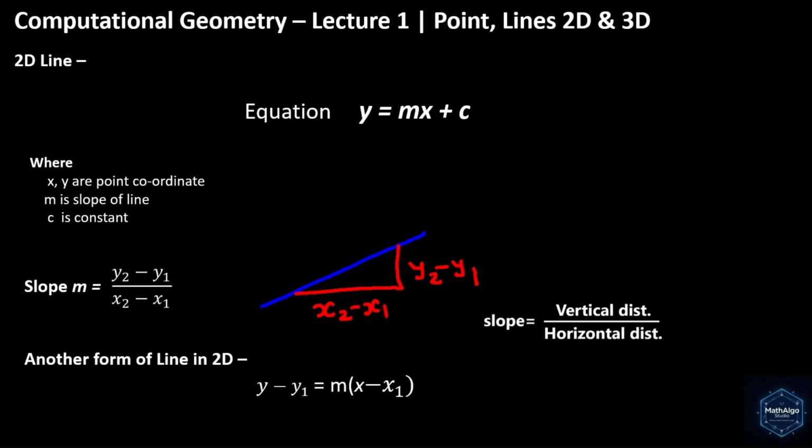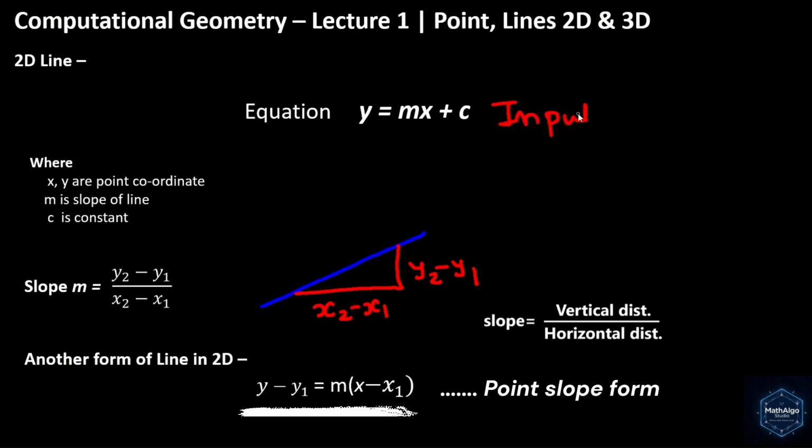There is another very important form of the line equation in 2D called the point-slope form. It is written as y - y1 = m(x - x1). This form is especially useful when we know 1 point on the line and the slope of the line. To conclude this, the input required to create a 2D line is 2 points' information.